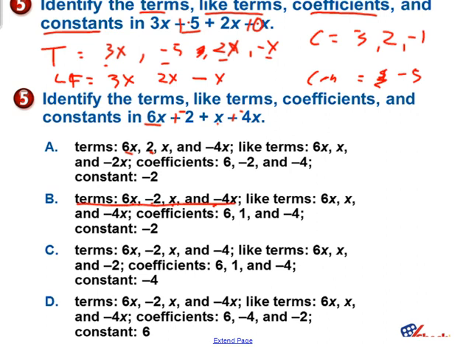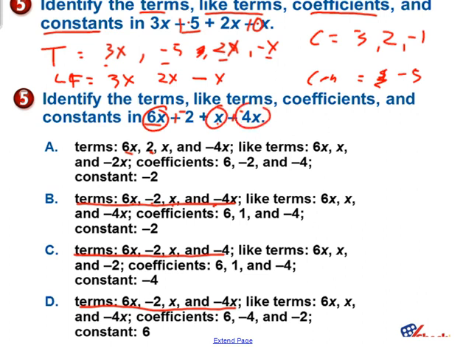And I've got 6 minus 2x and negative 4. This one checks out as a possibility. And D down here, 6, this one also checks out. So it's going to be one of those three. Let's look at like terms here. Well, the 6x would be a like term, and the x and the negative 4x would all be like terms.